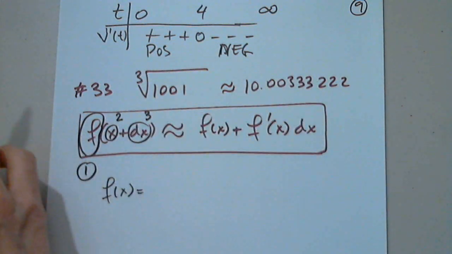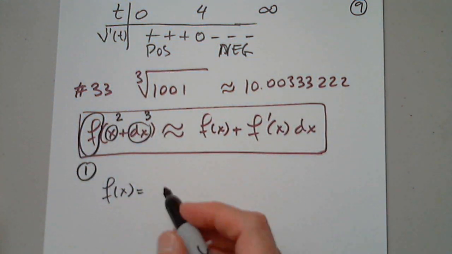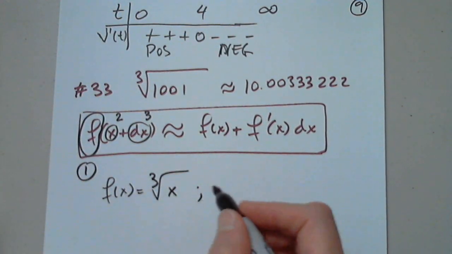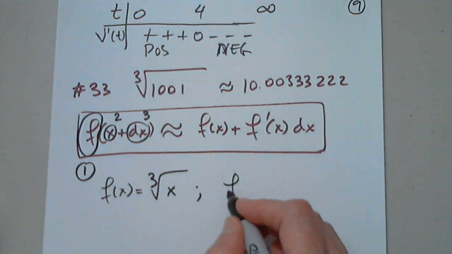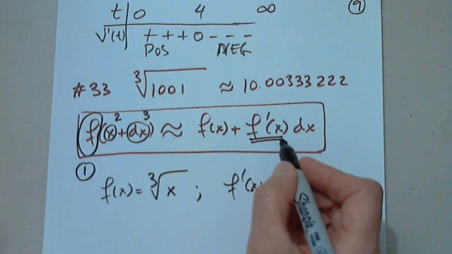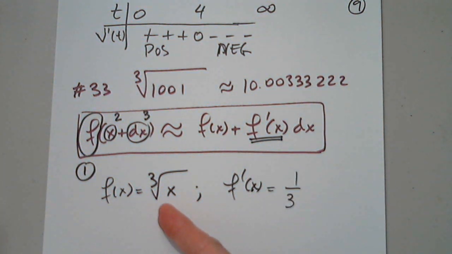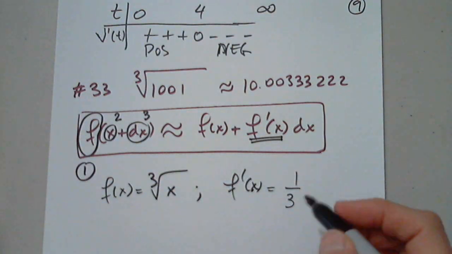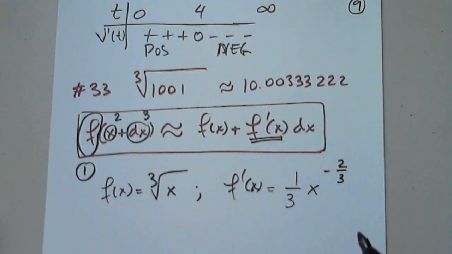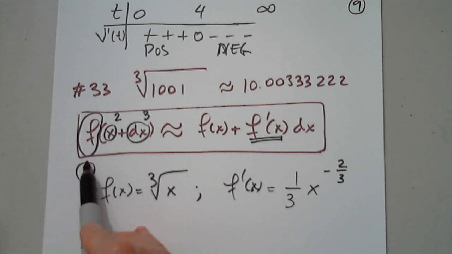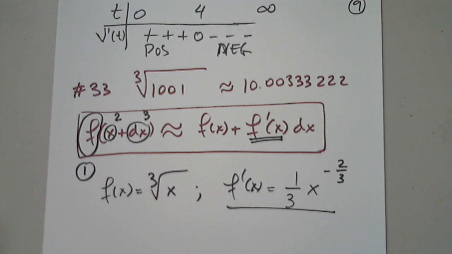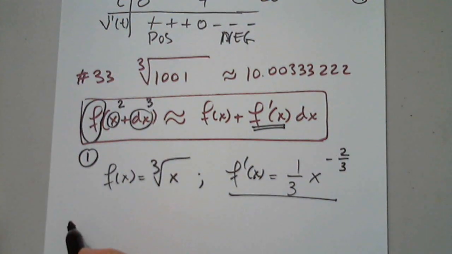Cube root of x. Of course, which I know is the same as x to the 1/3, and I have to determine f prime. I will have 1 over 3, because it's x to the 1/3, x to the negative 2/3. Okay, so I identify number 1. I also have its derivative. I need to identify number 2.